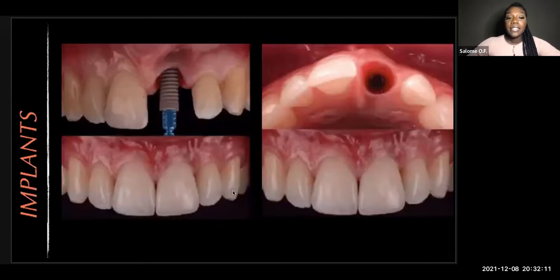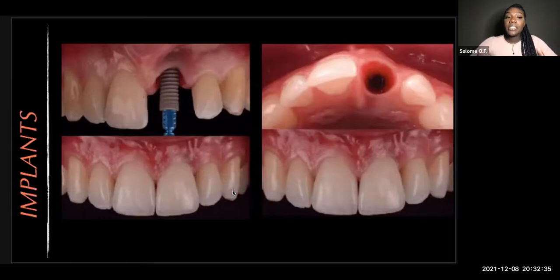They'll give you something that's temporary. The temporary normally looks very nice, but it's not the permanent, but it still looks nice. They'll give you that so you're not just walking around with no front tooth. And you wait for that 4-month period, and then we go back in again.